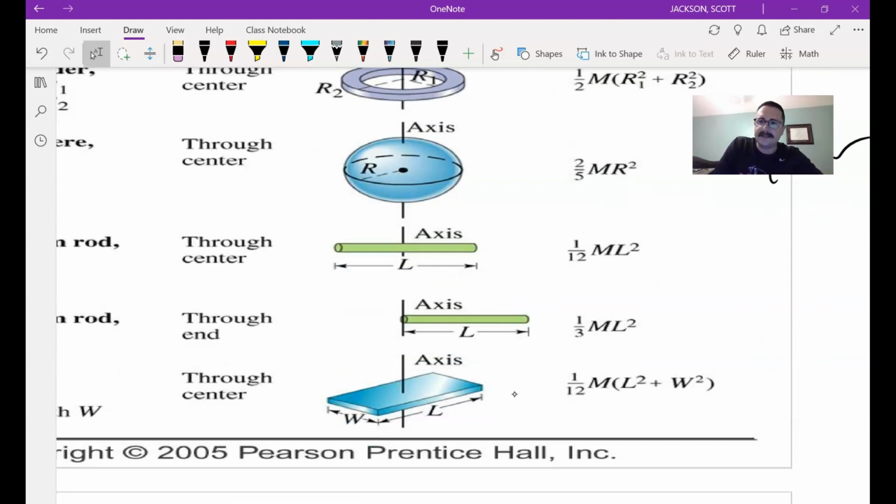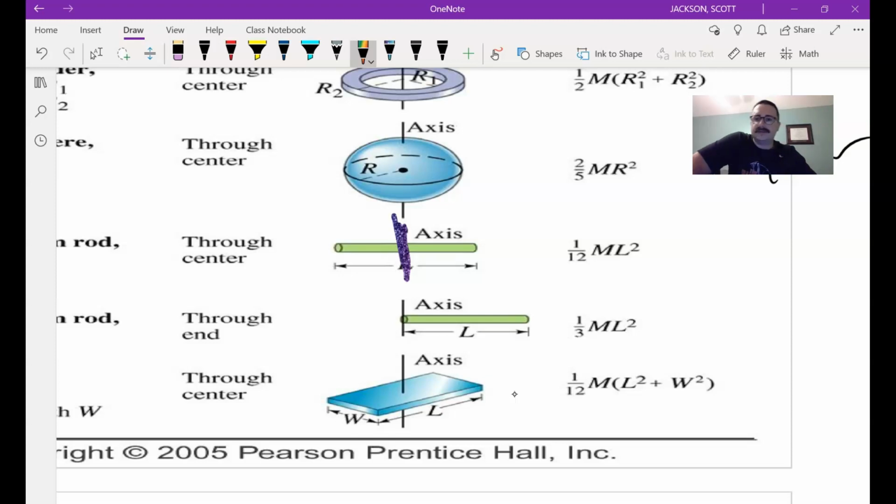So what about a rod? Is it easier to rotate a rod when you hold it in the middle and spin it? And again, you can take your pen and try to do that. So is it easier to spin it like that, or is it easier to spin it when the mass is on the end?